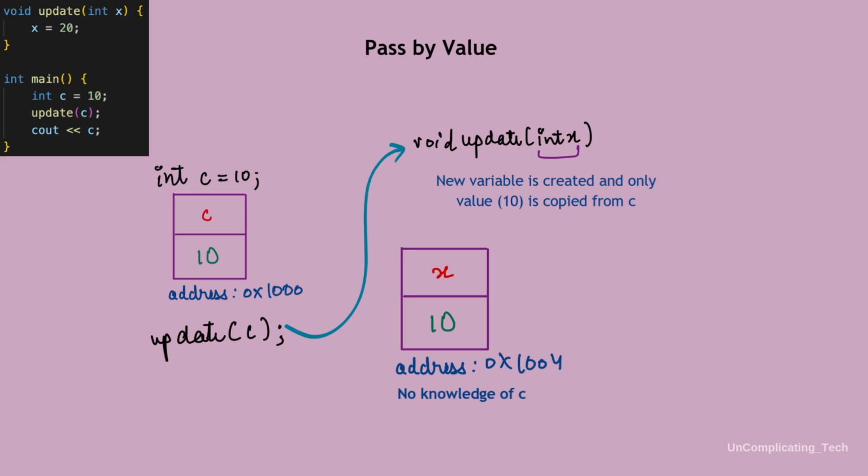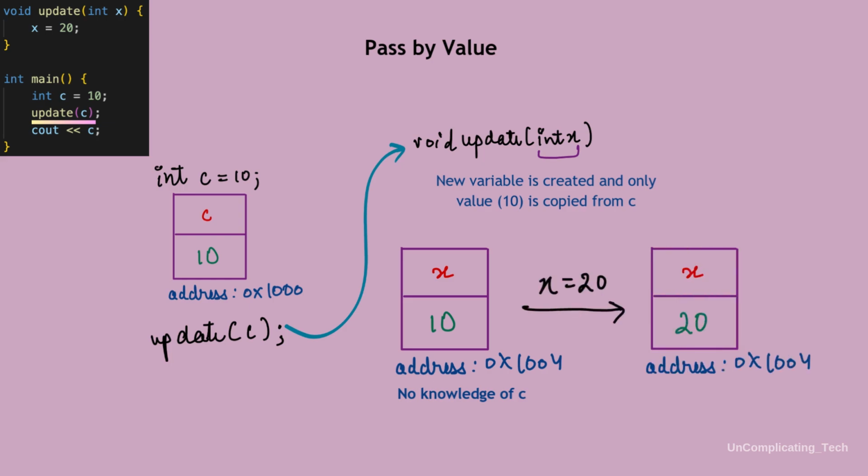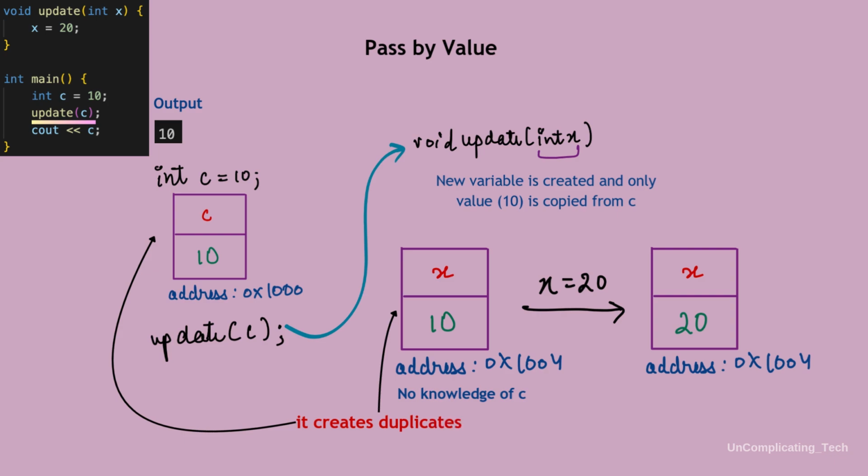Update function is called in main, but since C is passed by value, a copy is made. So, a new memory is allocated for variable x. The function modifies the copy, but C in main remains unchanged. This method is straightforward but has a downside. It creates duplicates. This is fine for smaller data structures, but if you are passing large data structures, making copies can slow down the program.